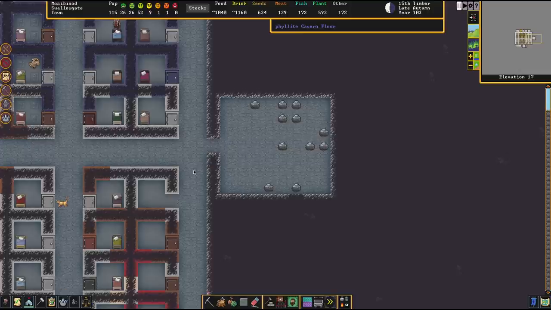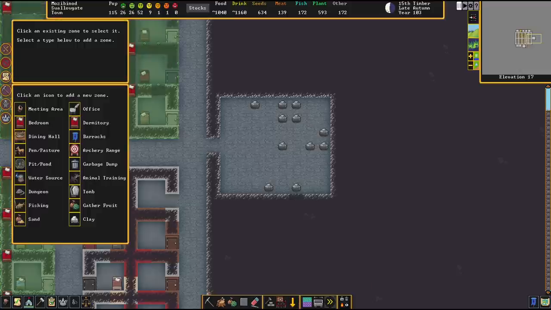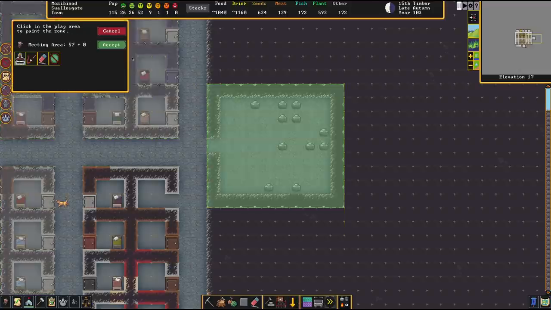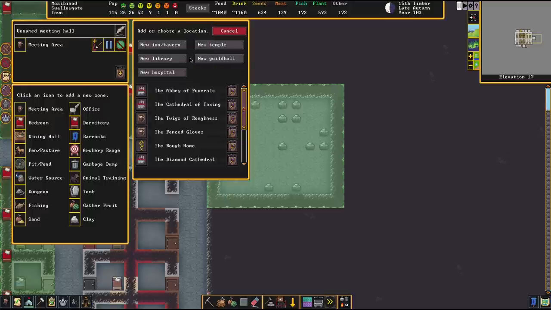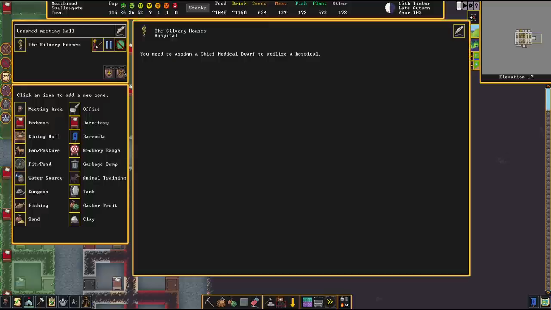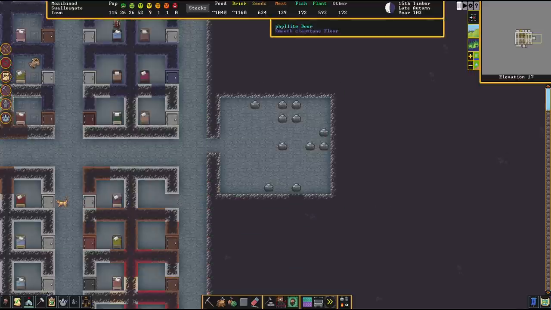I don't think I need to explain that much what a hospital is good for, so in this video we're going to skip that introduction a little bit. Of course, your wounded dwarves will get their wounds treated there, obviously. To make that happen, we announce a meeting area inside there, and we transform that meeting area into a hospital. Once that's done, you notice that you cannot do anything until you have assigned a chief medical dwarf.